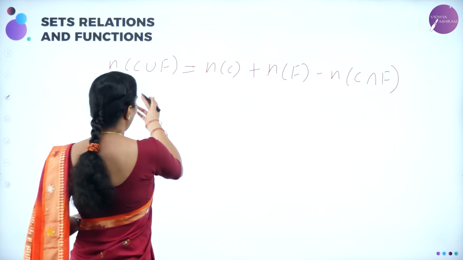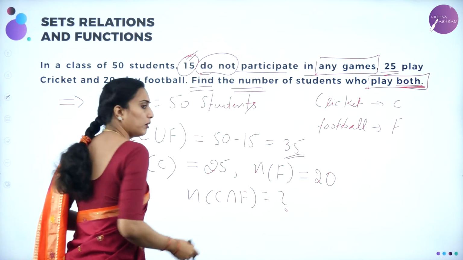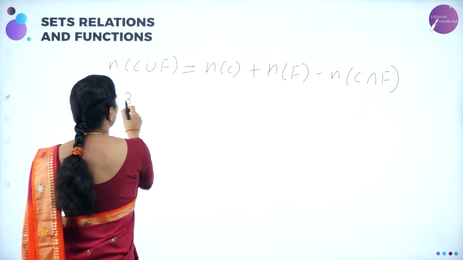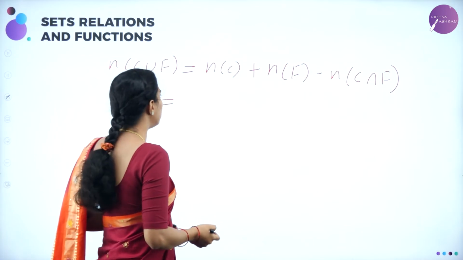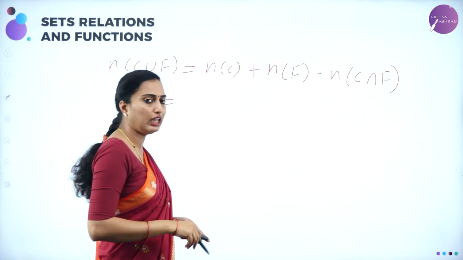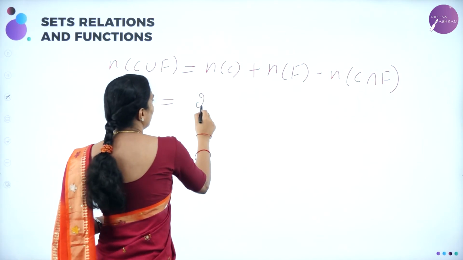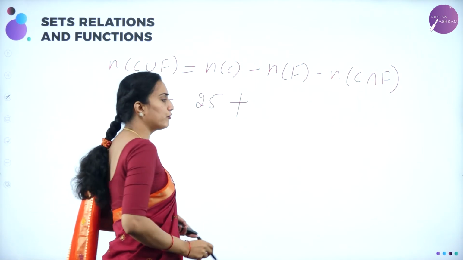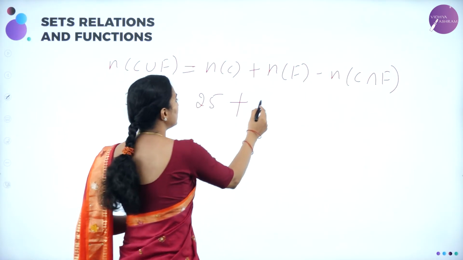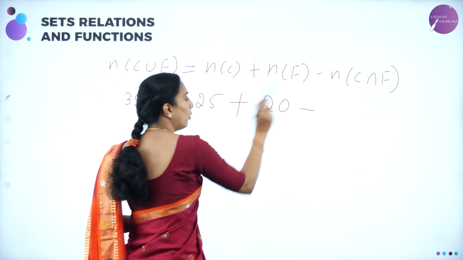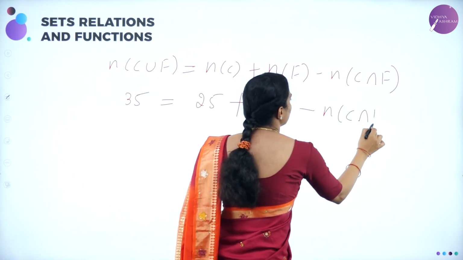So here you can substitute. n of C union F is nothing but 35. Let me substitute the value: number of students who play all the games will be equal to number of students who play cricket, which is 25, plus number of students who play football, which is 20. We don't know this one, so we write it as n of C intersection F.